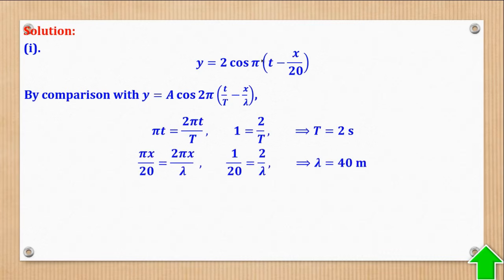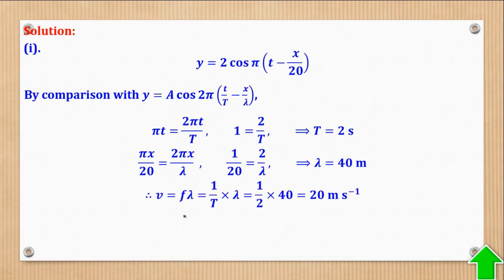Then also, when I bring this pi inside here, I'll come up with pi x over 20, which is here. Then when I bring this 2 pi here, I'll come up with 2 pi x over lambda, which is here. So I'll equate the two. When I equate, pi will cancel, x will cancel, so you remain with 1 over 20, and here it will be 2 over lambda. Cross multiply, lambda will be equal to 40 meters.